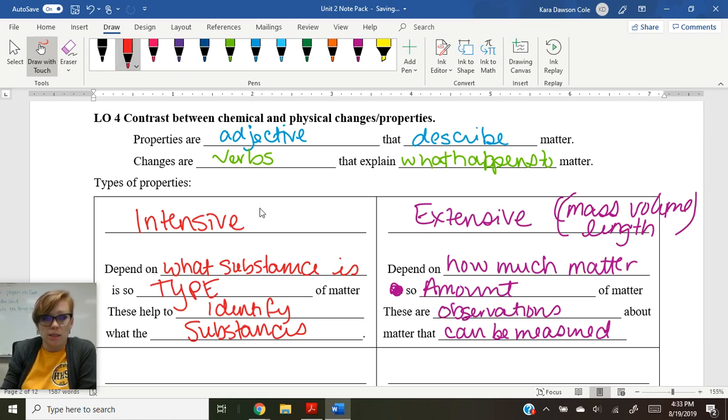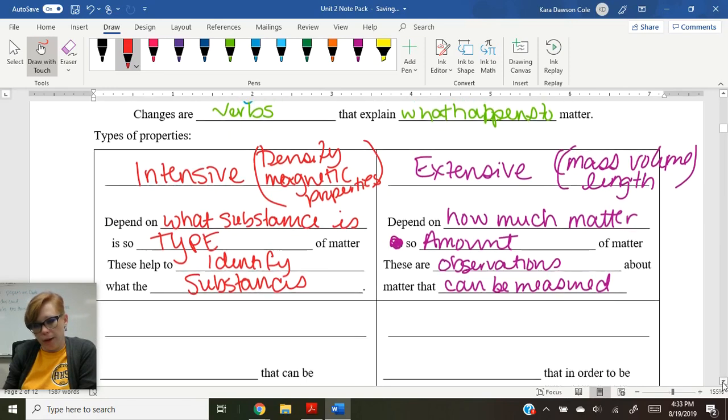Intensive would be density, magnetic properties, boiling point, melting point. These things depend on what type of matter I have.